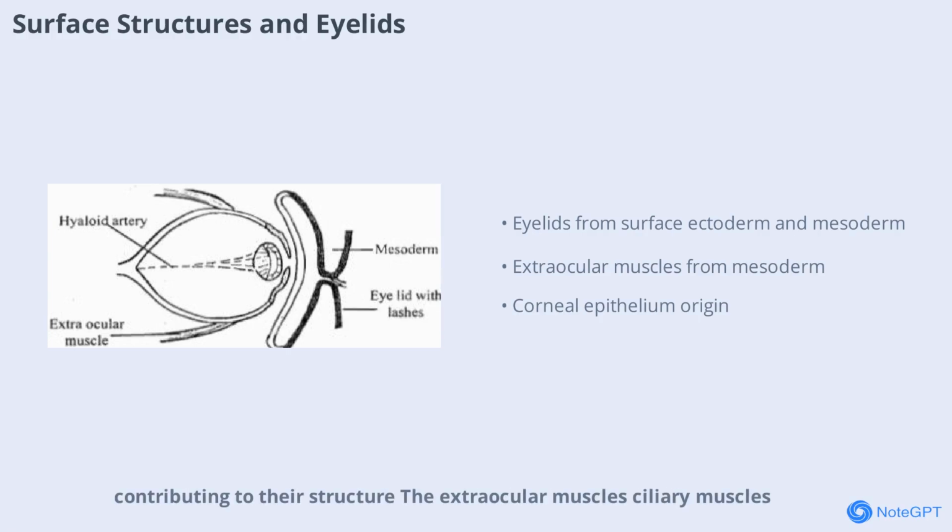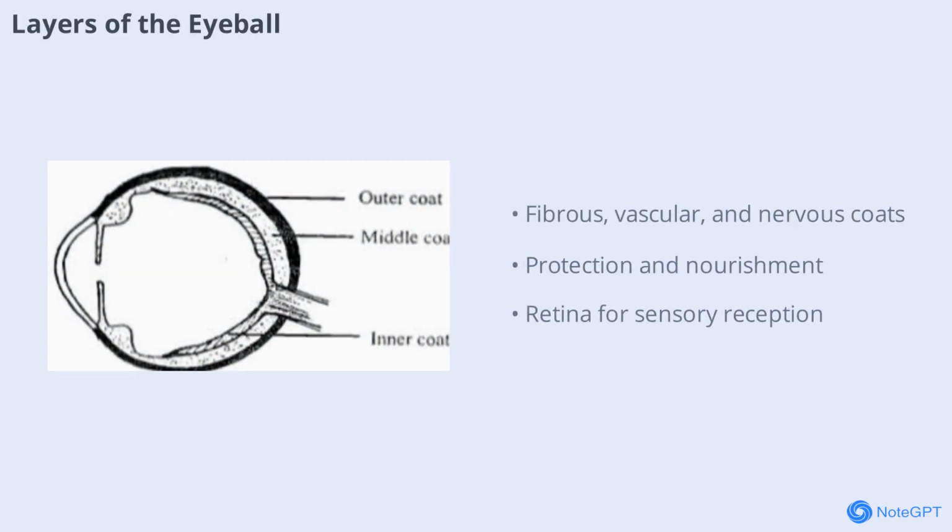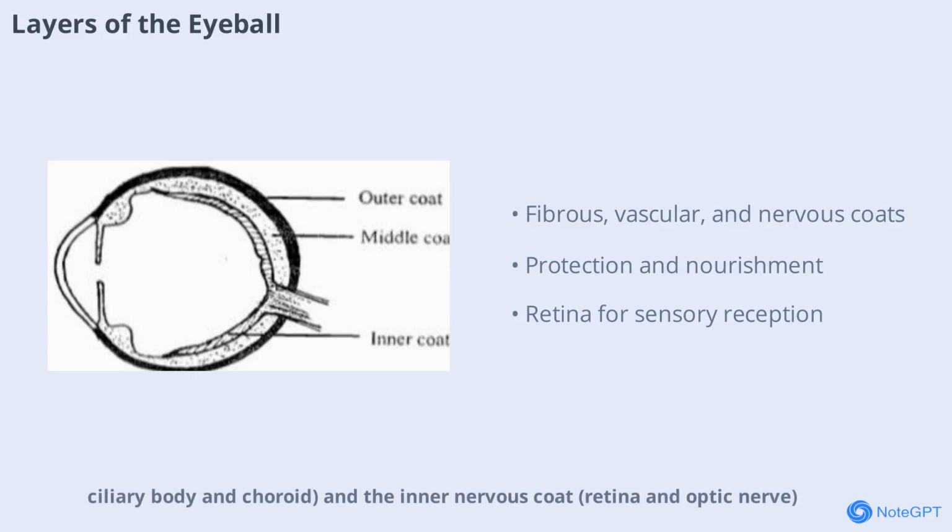The extraocular muscles, ciliary muscles, orbital contents, and bony orbit are also derived from the mesoderm, highlighting its critical role in shaping the eye and its supporting structures. The eyeball is composed of 3 main coats: the outer fibrous coat, sclera and cornea; the middle vascular coat, iris, ciliary body and choroid; and the inner nervous coat, retina and optic nerve. Each layer serves a unique purpose: protection, nourishment, and sensory reception. The fibrous coat maintains the shape of the eye, the vascular coat supplies blood, and the nervous coat is essential for vision.